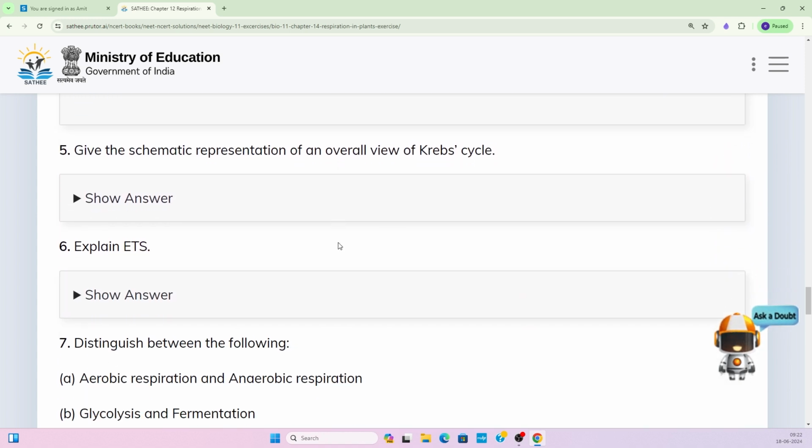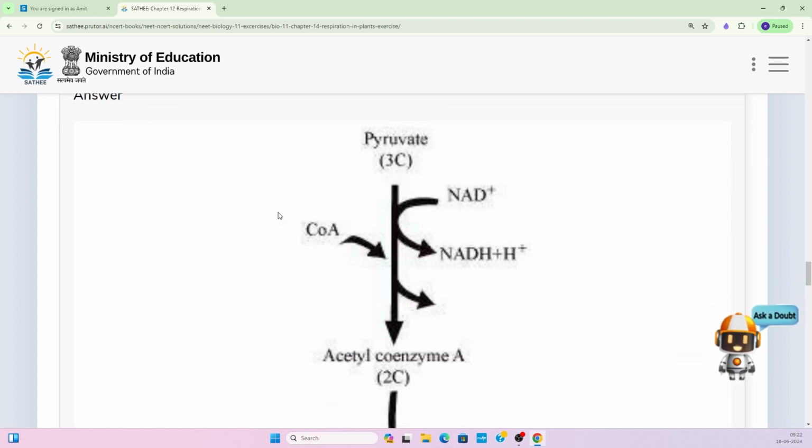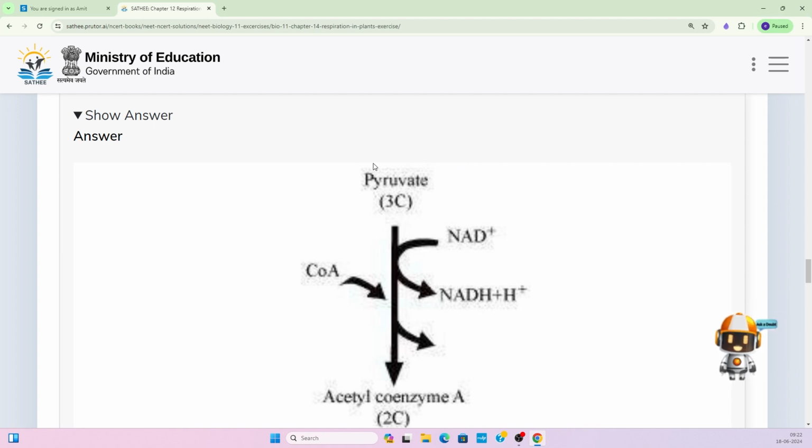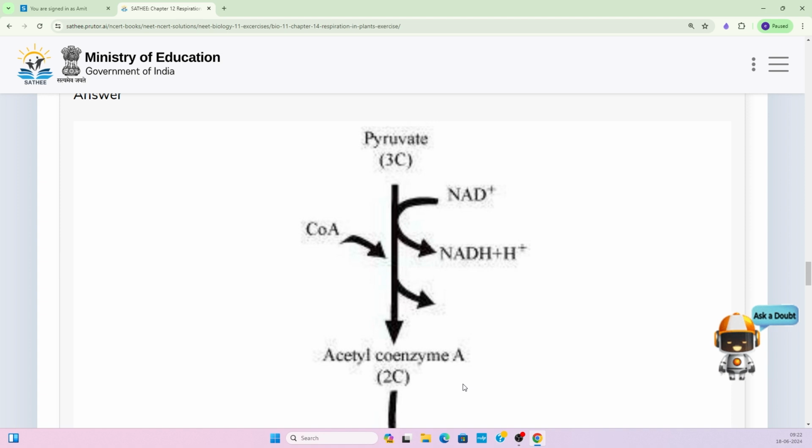Give the schematic representation of an overall view of the Krebs cycle. So this is the Krebs cycle. First of all, you can see this pyruvate, a 3-carbon compound, and it is converted to acetyl coenzyme.